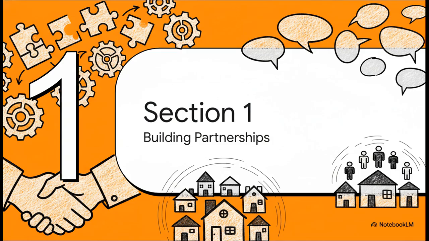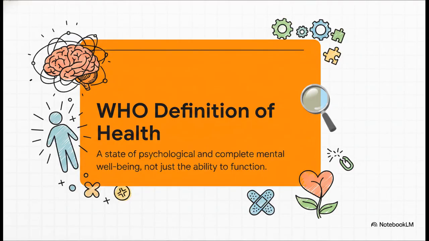Starting right off with Section 1, Building Community Partnerships. Now, before we can even think about assessing or educating a community, we've got to build trust, right? And honestly, before we even talk about community health, how do you actually define health? Is it literally just not being sick? Well, for the exam, you need to rely on the World Health Organization's specific holistic definition. They state that health is a holistic state of complete physical, mental, and social well-being. It is definitely not merely the absence of disease or infirmity.